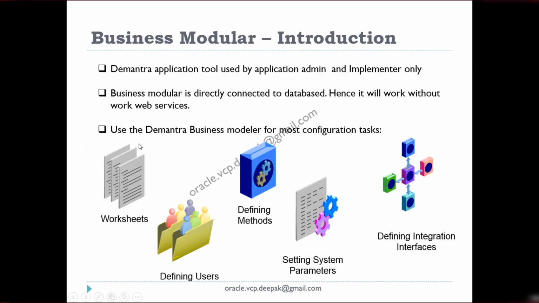In the business modular, you can do the following tasks. These are the high level tasks. There are lots of things you can do beyond this, but you can define worksheets, you can define users, you can play around with the security, you can define the methods, you can set some system parameters, and then you can define the integration interfaces. So these are the commonly used configurations or setups that we can do from the business modular.